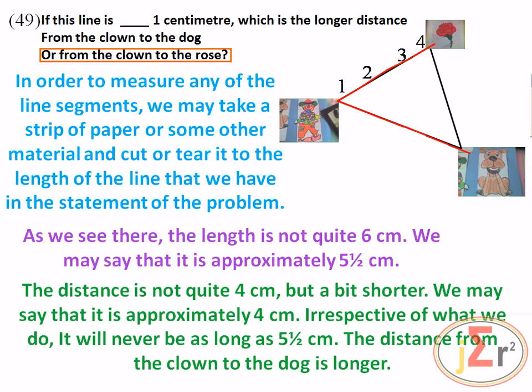So the strip or the line segment or the dash that was given to us, we use it as a means of measuring the line, and by so doing we were able to show that the distance from the clown to the dog is actually longer than the distance from the clown to the rose. And Jerry made that estimation earlier on, so we have confirmed Jerry's assertion.